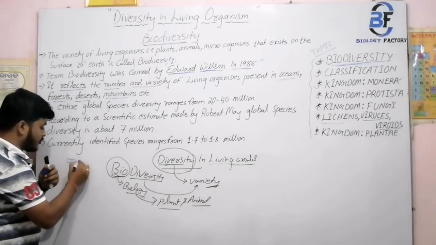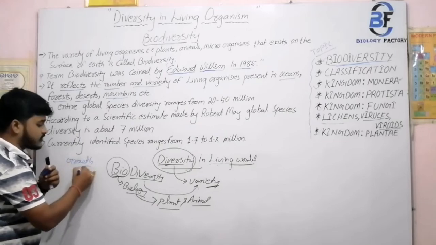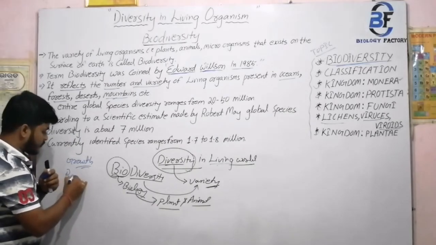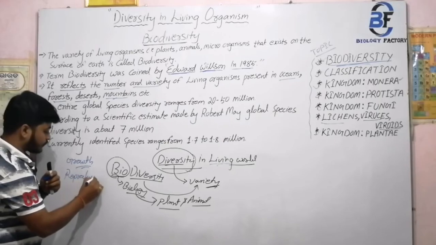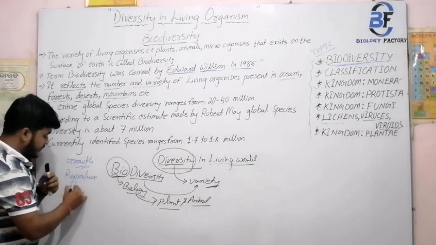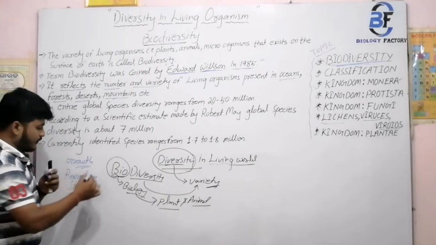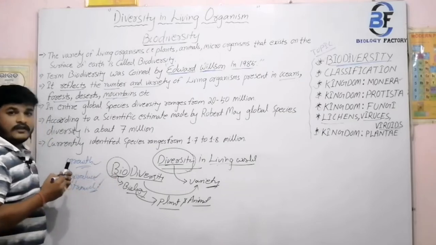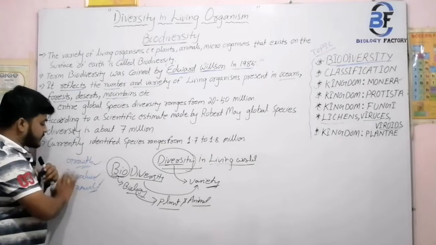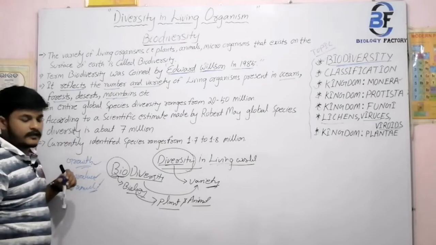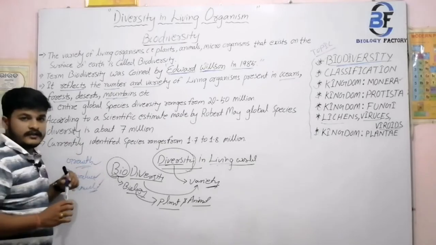That means it can grow. Growth is also there. It can reproduce. Stimuli is also there. So these three things are the characteristic features of a living organism. Growth is mostly there.